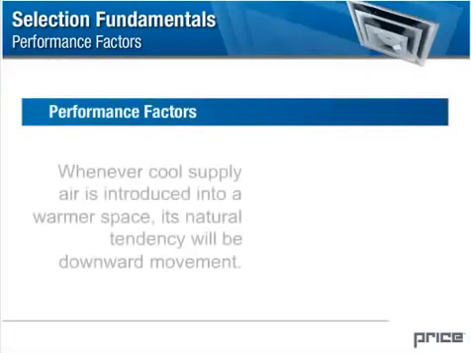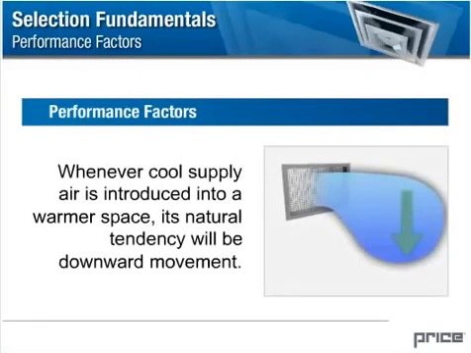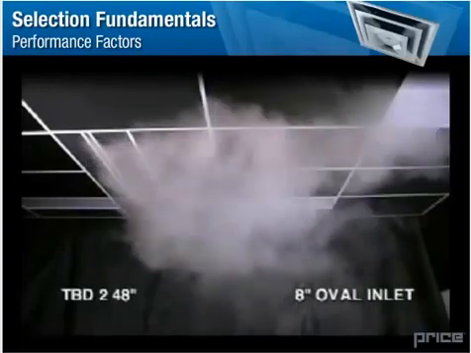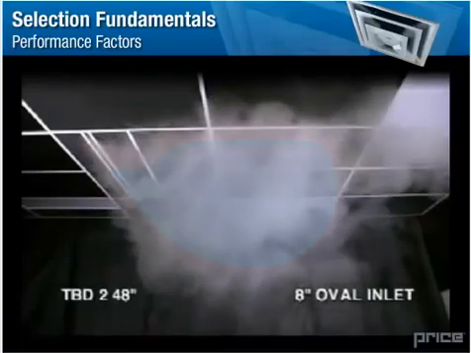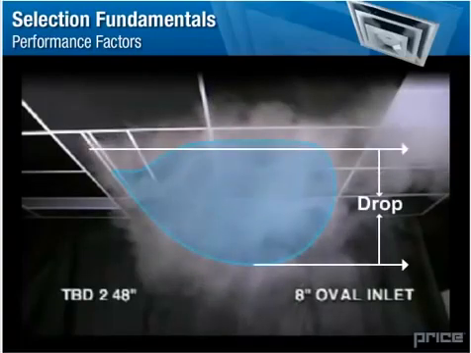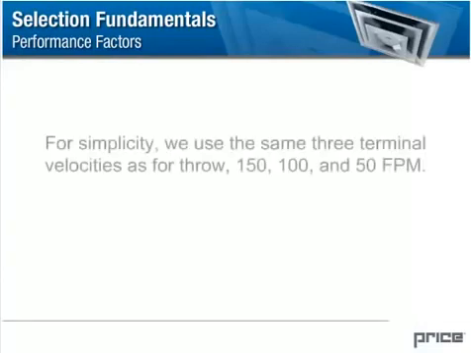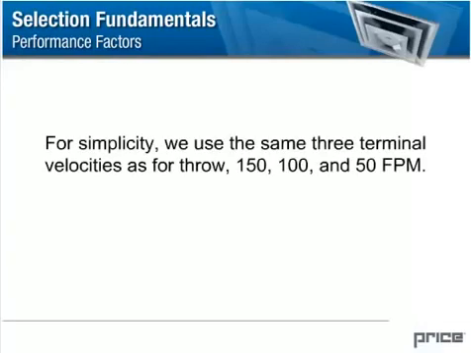Drop. Whenever cool supply air is introduced into a warmer space, its natural tendency will be downward movement. The vertical distance which the air jet extends below the ceiling is called the drop. Similar to the throw, we discuss the drop reference to a specific terminal velocity. For simplicity, we use the same three terminal velocities as for throw, 150, 100, and 50 feet per minute.